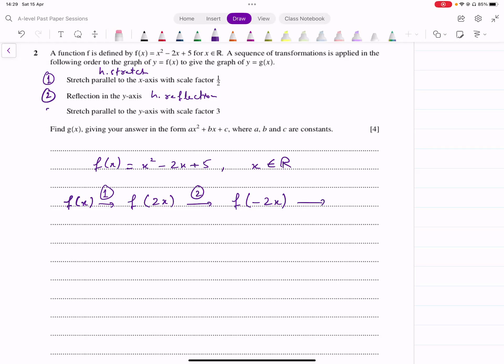And then you have the third transformation, which is stretch parallel to the y-axis. This is vertical stretch now.